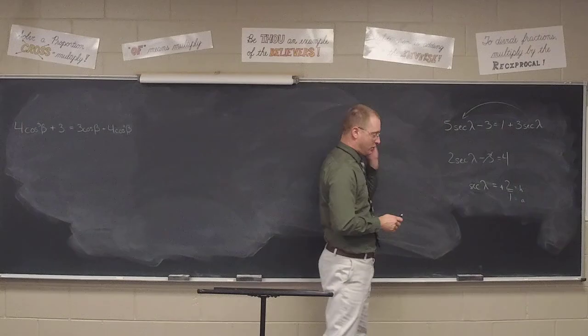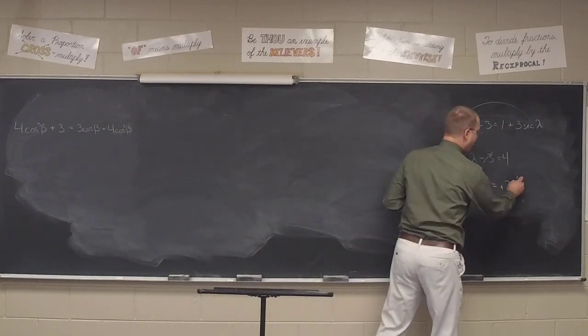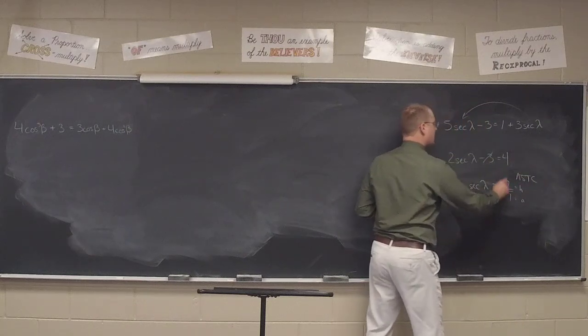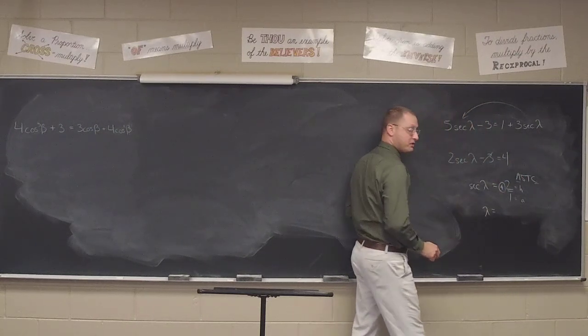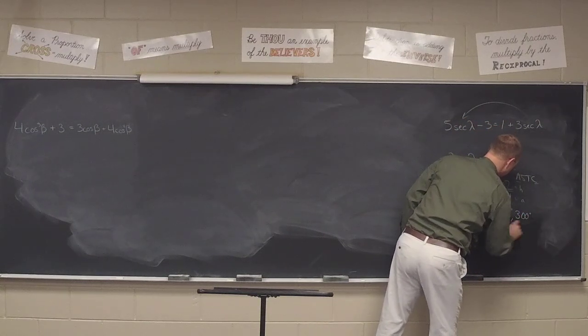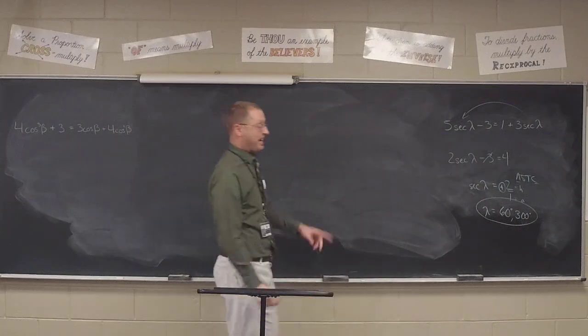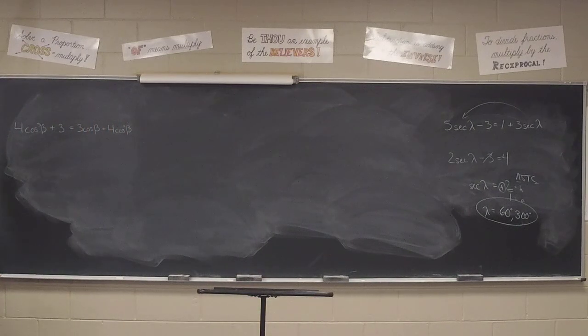So when is the hypotenuse 2 and the adjacent 1? At 60. But by ASTC, secant is positive in quadrants 1 and 4, so I only want the 1 and 4 forms of 60: 60 and 300. And there are my 2 answers for lambda. How many had those? I would have had it, but I had 30 as the angle. Okay, careful with your triangles.